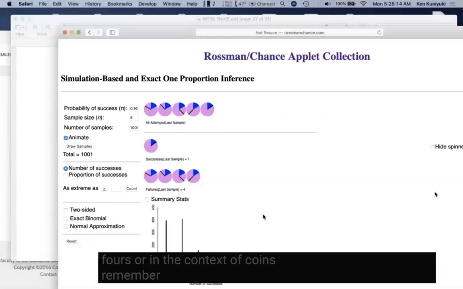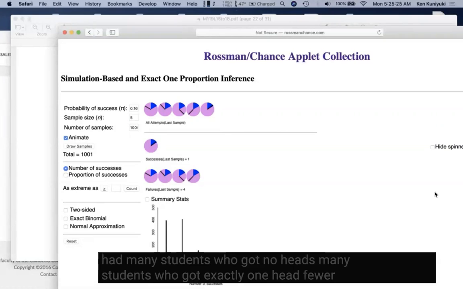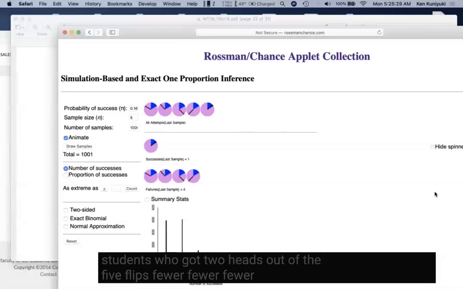Of coins. Remember, it's a very biased coin where the probability of heads is 1/6. We had many students who got no heads, many students who got exactly 1 head, fewer students who got 2 heads out of the 5 flips, fewer.